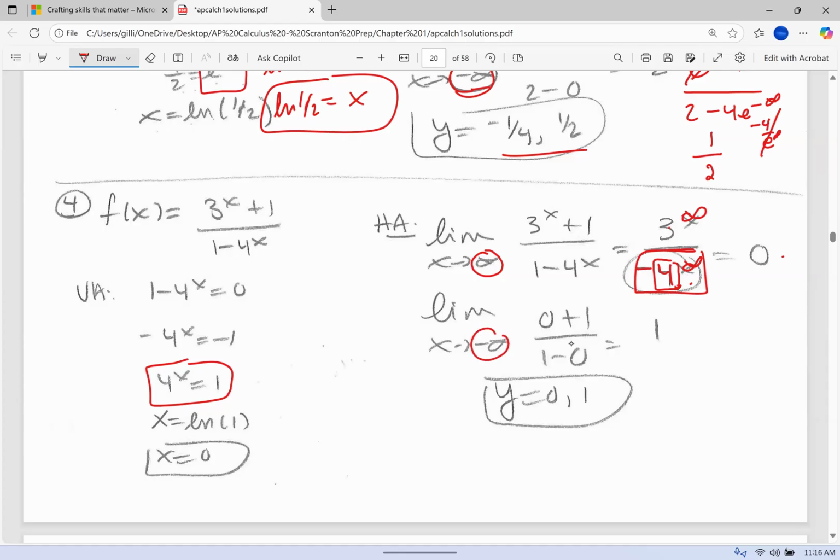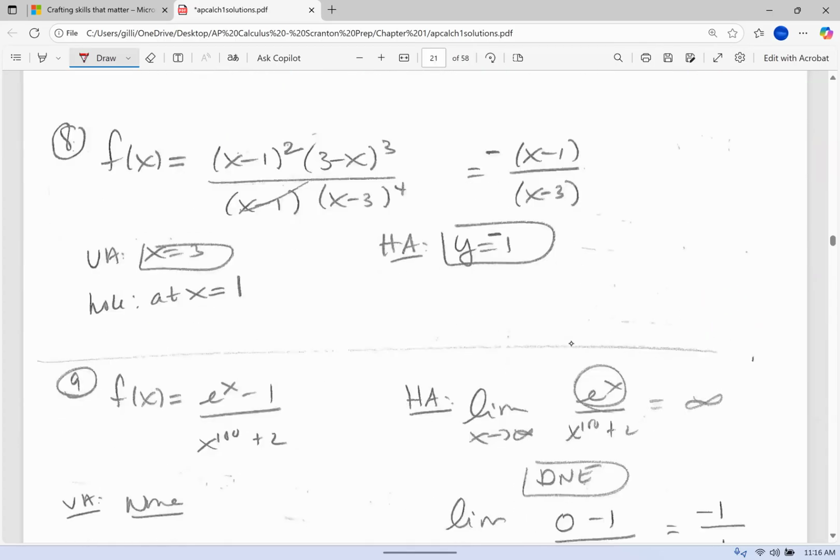But once again, e to that negative infinity. If the base is bigger than 1, raised to that negative infinity power, it's going to converge to 0. And I'll get 1 over 1 or 1.